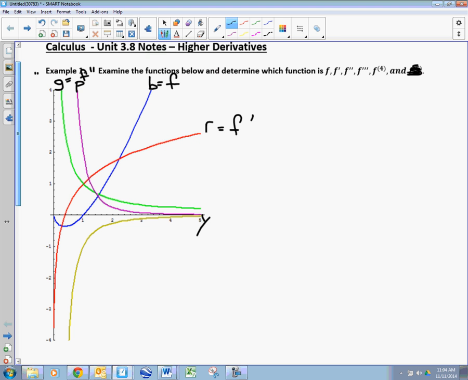Now we go to P. I'm sorry. Now we look at G. So if you want to take the derivative of G, positive or negative? Negative. So it's always negative, so that means it's below the x-axis. So this yellow graph is the derivative of G. So this would be f triple prime.